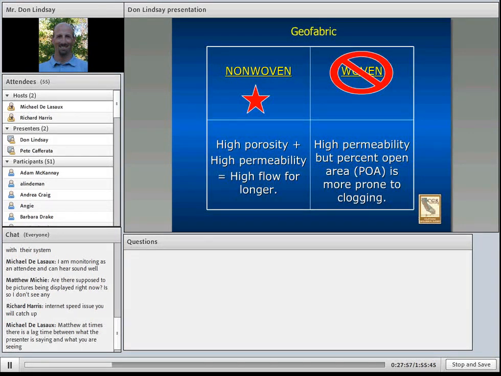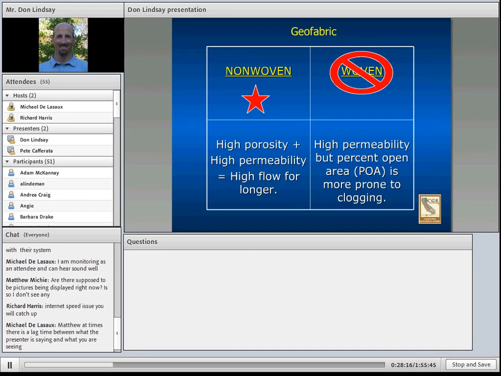Before I leave subdrains, I just want to take a moment to discuss geofabrics used in subdrains, where the primary function is to provide filtration. Both non-woven and woven fabrics can provide filtration, but unless laboratory tests are going to be performed on the native soils, I would suggest going with a non-woven fabric.